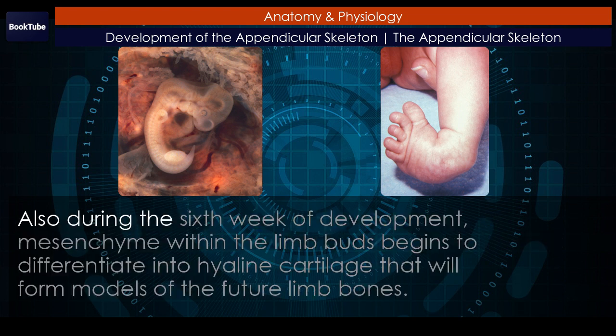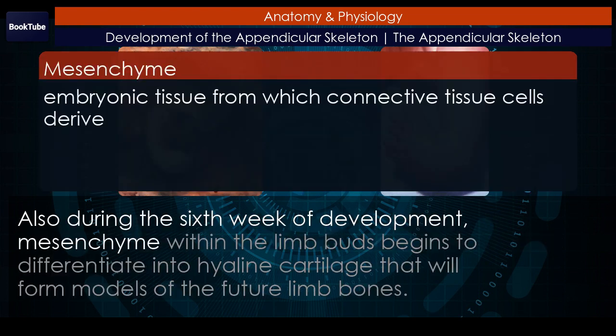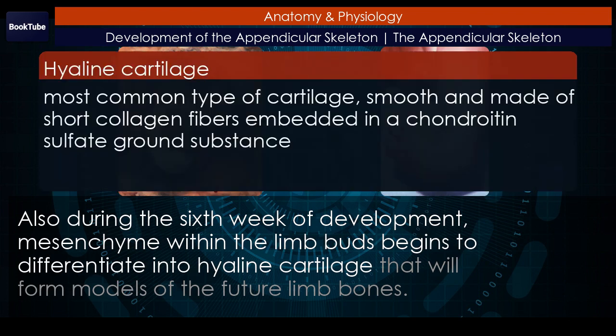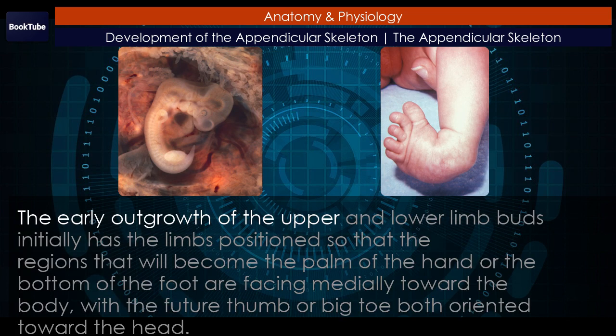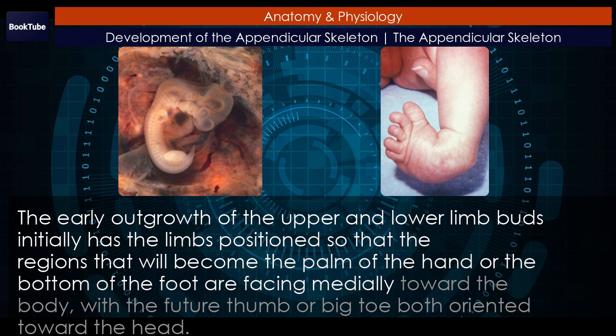Also during the sixth week of development, mesenchyme within the limb buds begins to differentiate into hyaline cartilage that will form models of the future limb bones. The early outgrowth of the upper and lower limb buds initially has the limbs positioned so that the regions that will become the palm of the hand or the bottom of the foot are facing medially toward the body, with the future thumb or big toe both oriented toward the head.